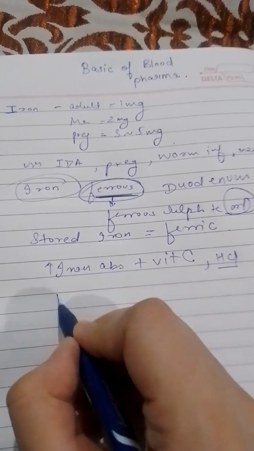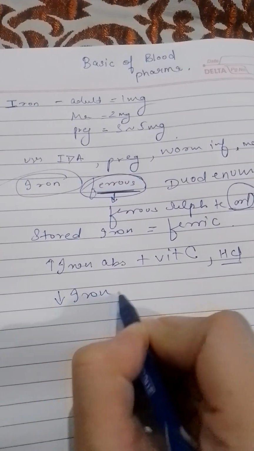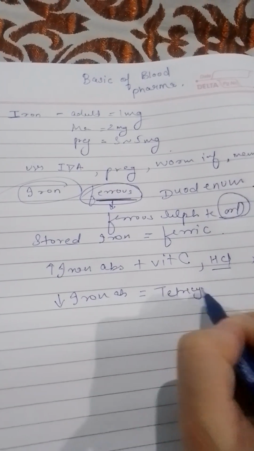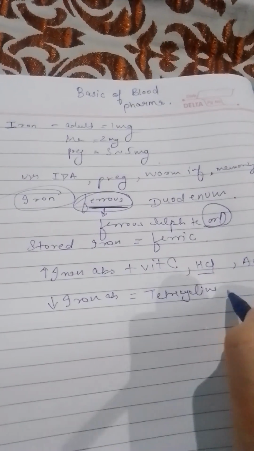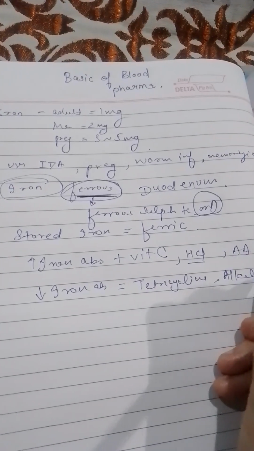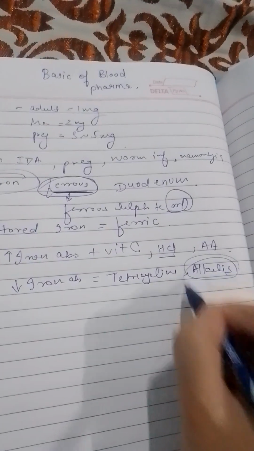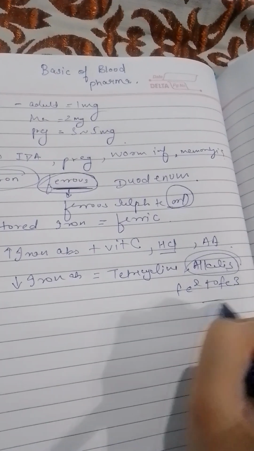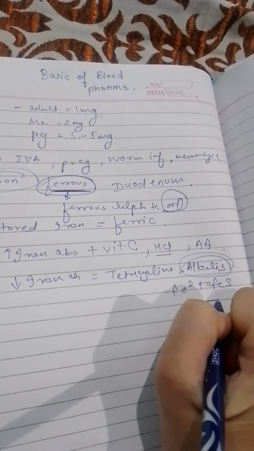Now there are certain substances which decrease iron absorption, for example tetracycline antibiotics. These really decrease iron absorption, as do any alkalis. Why the alkalis? Because alkalis convert Fe2 into Fe3. That's why they decrease the absorption of iron.